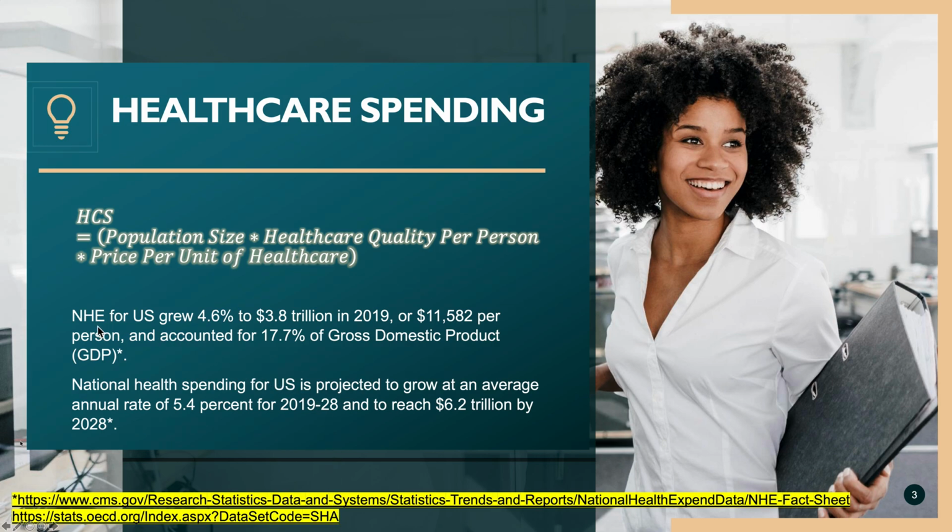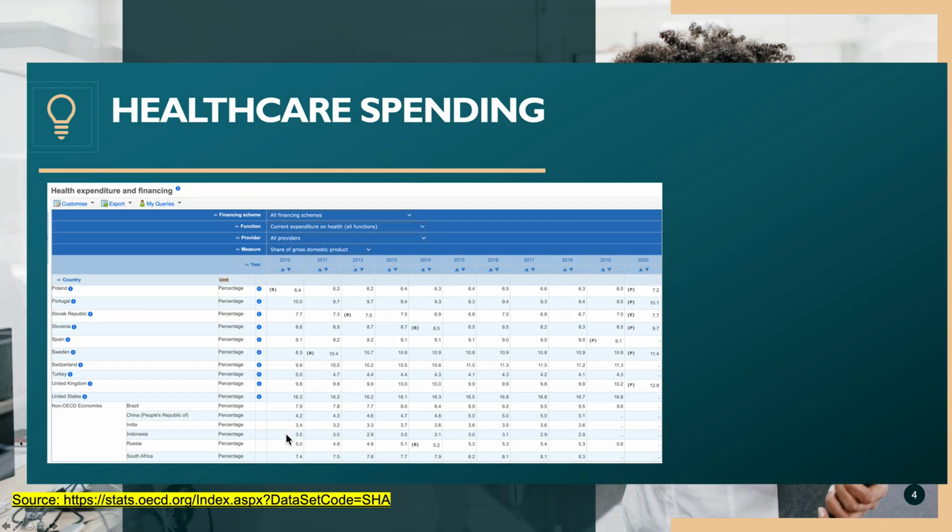and you can see that national healthcare expenditure for the US grew 4.6% to $3.8 trillion in 2019, which was close to $11,582 per person, and it actually accounted for 17.7% of the GDP. So it is a huge factor in the GDP. If you go to the second website that I have here, you can see that in the US, the expenditure in 2019 was 16.8. You can also see for India, it is very less right now, 3.6.